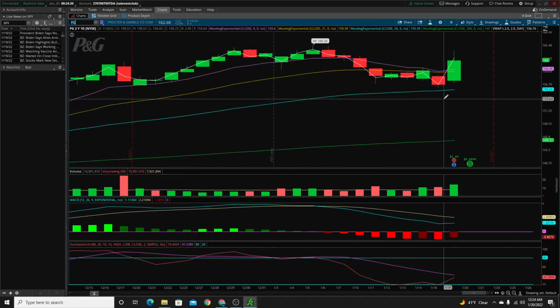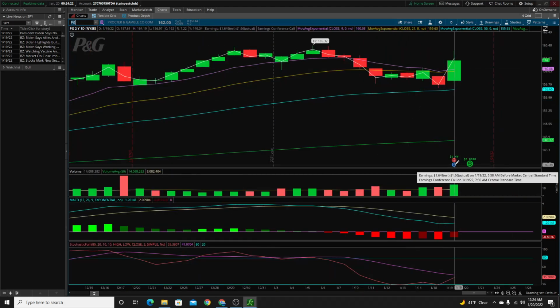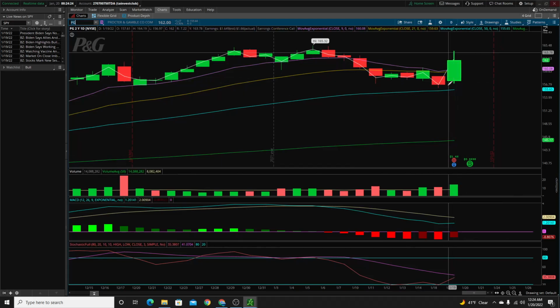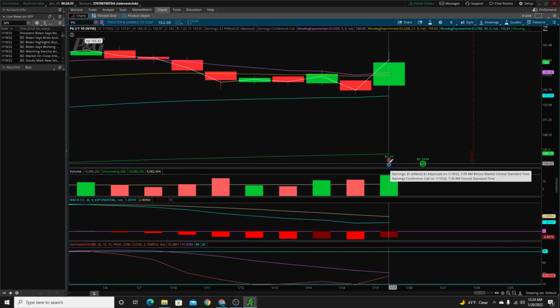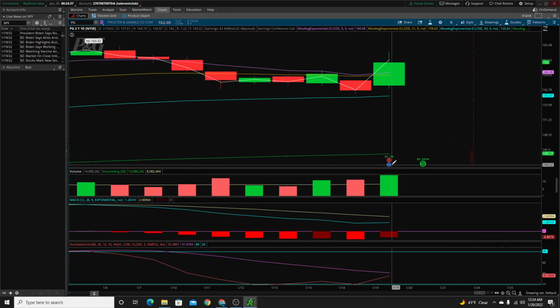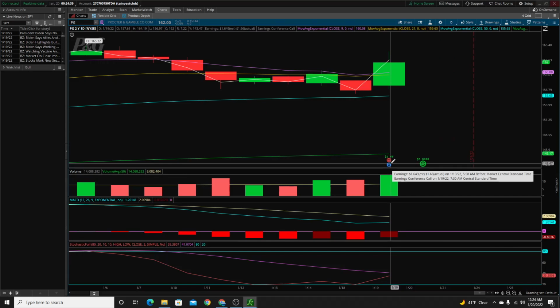So I want to give an example of an earnings report and how it may affect the price action. We have Procter & Gamble, which just reported earnings, and you can see on the daily that there was a lot of volume and also price movement based on these earnings. Anytime earnings come out, it's definitely going to increase volatility for the position or the stock.